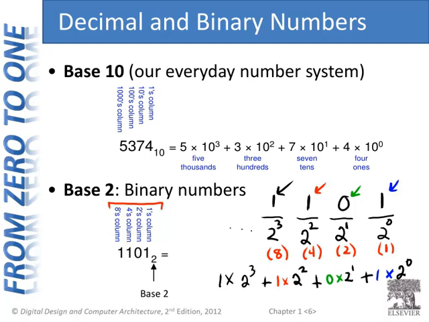So again, either the column weight exists in our equation, or in the 0 case, it doesn't. So we could write this again as, well, 1 times 2 to the 3 is just 8, plus 1 times 2 to the 2, which is 4, plus 0, plus 1 times 2 to the 0, which is just 1. And we end up with the value 13.